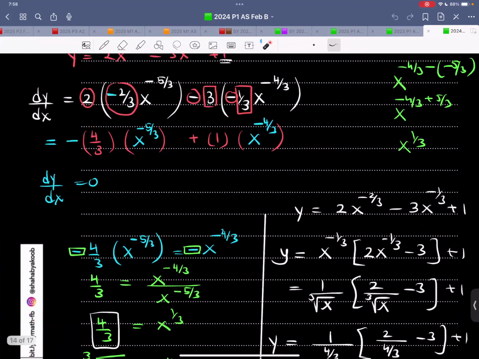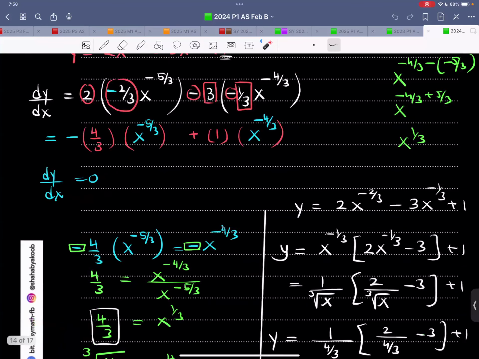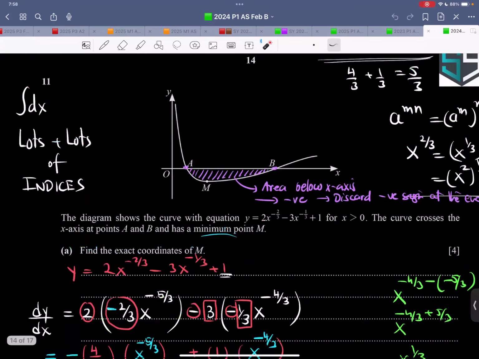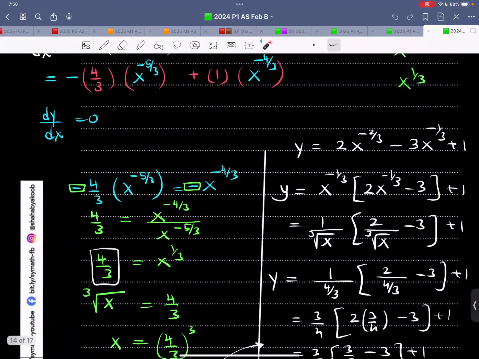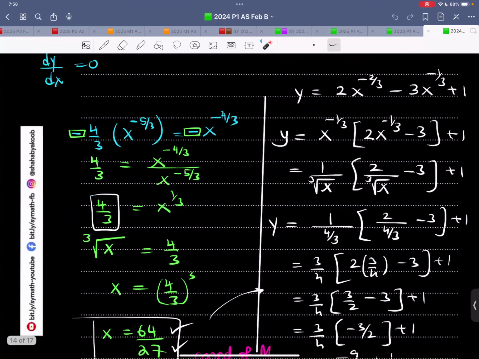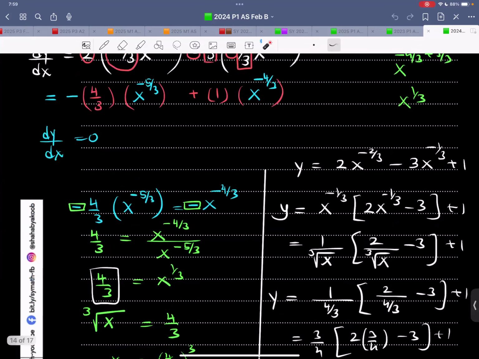Now, when we equate it to 0, take x raised to power of 4/3 common, or take it to the other side and divide. Over here, x raised to power of 5/3, x raised to power of 4/3, we can also divide, but that 0 part is not of our concern. So x raised to power of 1/3 is 4/3. Cube root of x is 4/3. Therefore, x is 4/3 cubed, that is 64 over 27.